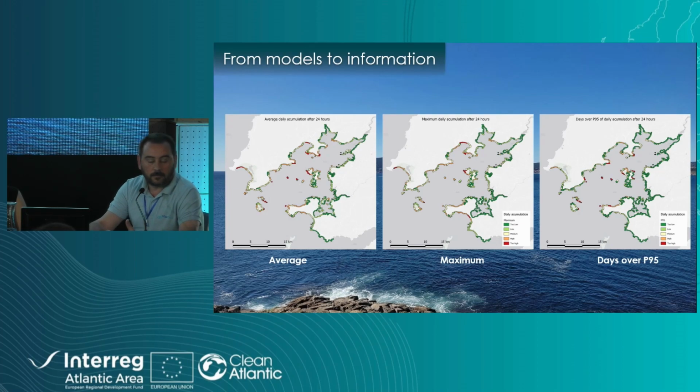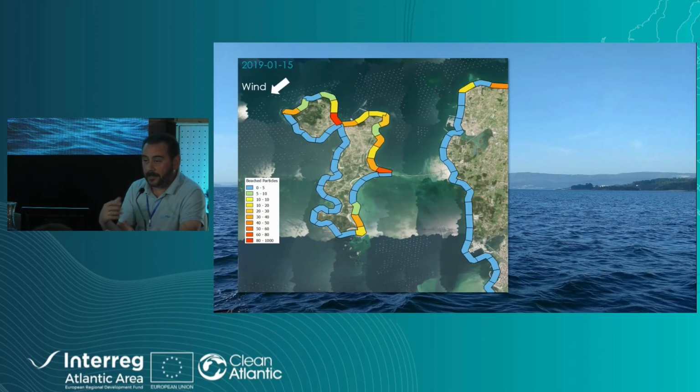But of course 500 maps is not good enough in terms of information, so we needed some type of summary. At the beginning of the project, before we had the extension of the project, we had main maps that were telling us what the average accumulation was for each specific segment, the maximum accumulation for each specific segment, and also, for example, the number of days that a segment was going beyond a specific threshold, which was the 95th percentile.